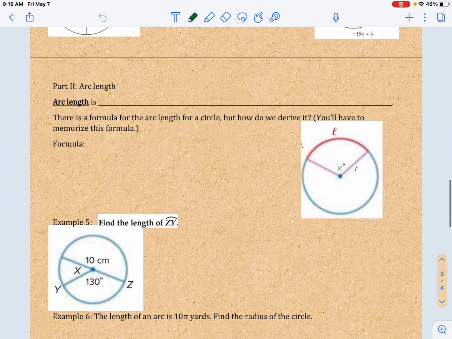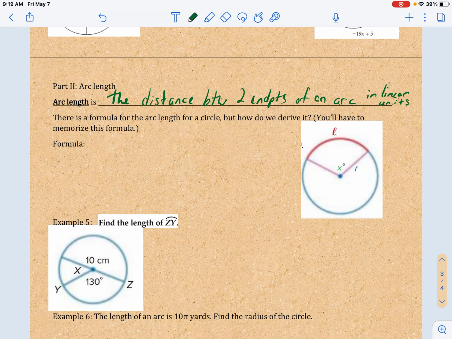All right, arc length is the distance, we'll just say the distance, between two endpoints of an arc in linear units. Okay.